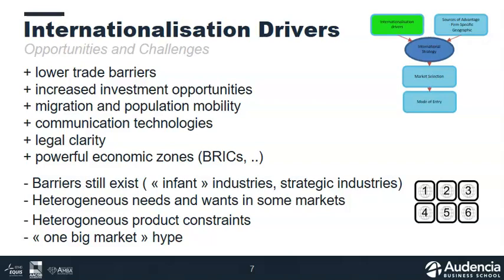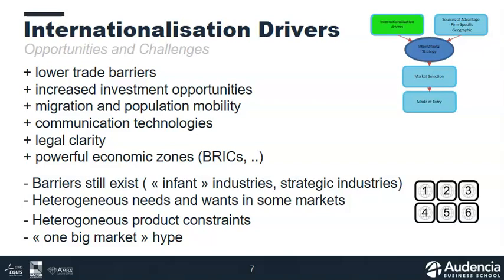The same is true with strategic industries. Sometimes a country will declare an industry to be of particular strategic value, for example, defense. And so it's very difficult to go and sell defense products, for example, to foreign countries. So there are a lot of barriers that still exist to international and free trade.